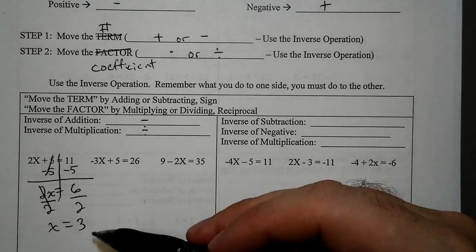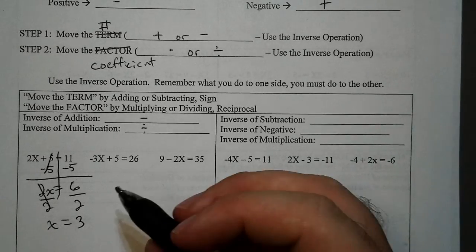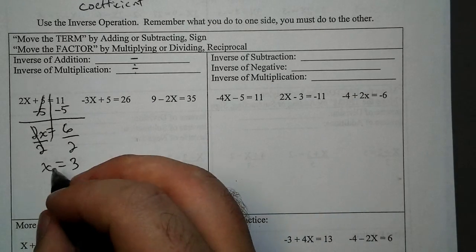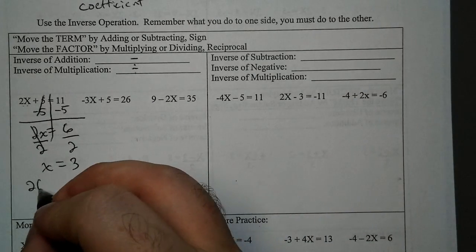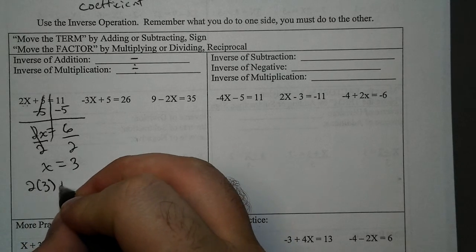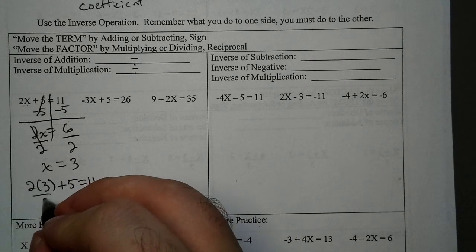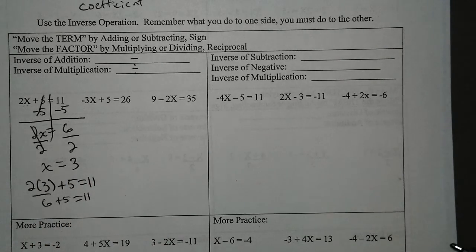Now, when we get down to this step, I always want you going back and checking your answer. So all we have to do is plug it in to check it. So we're going to do 2, instead of times x, we're going to plug in 3. So 2 times 3 plus 5, and it should equal 11. 2 times 3 is 6. 6 plus 5 does equal 11. So we know we did it right.